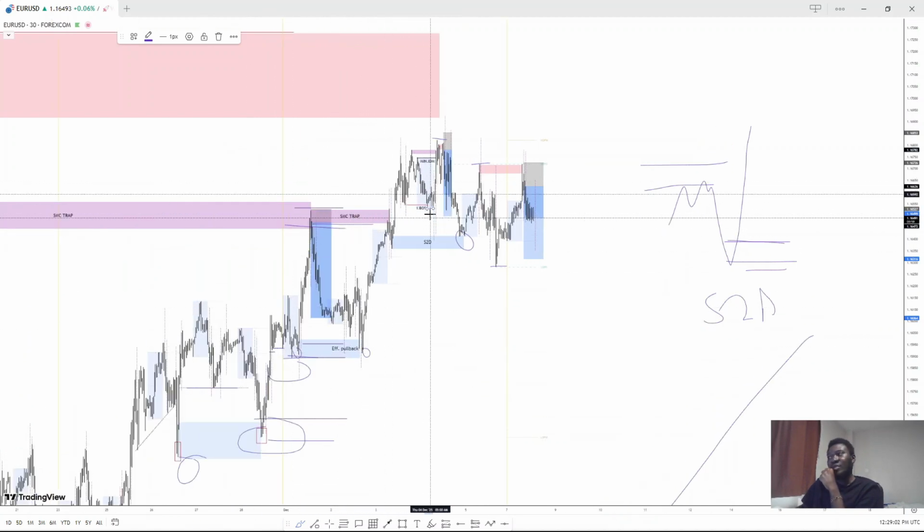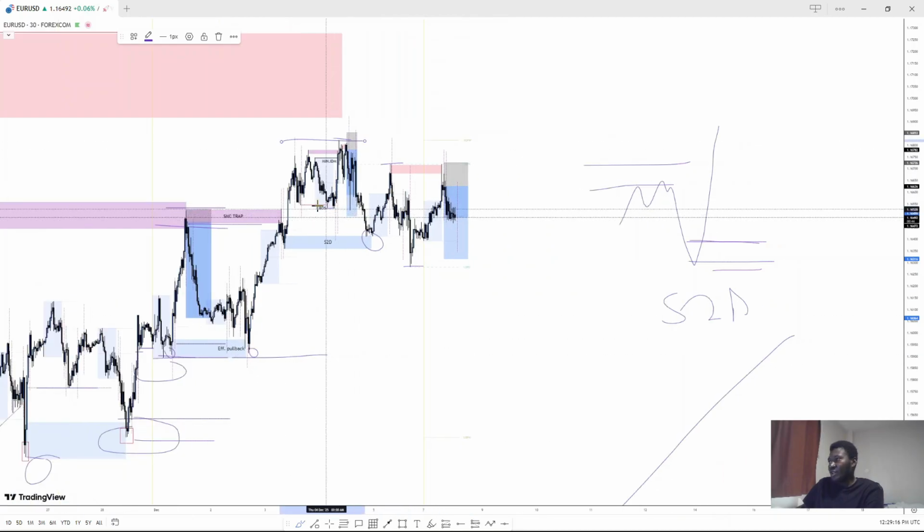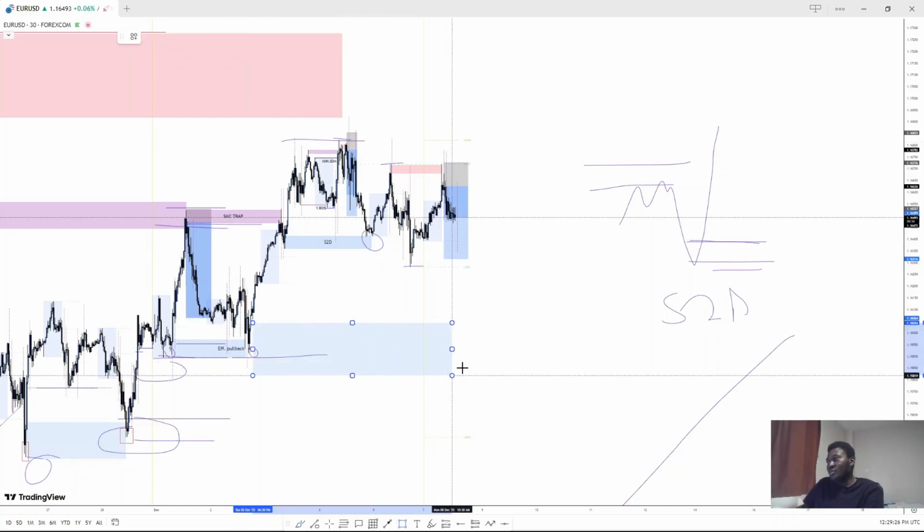So now all this main push, from here to here, had an internal break of structure, breaking here. So now we've had a complex pullback starting. And now where is it? This is our decisional, or the supply to demand. And this is our extreme.